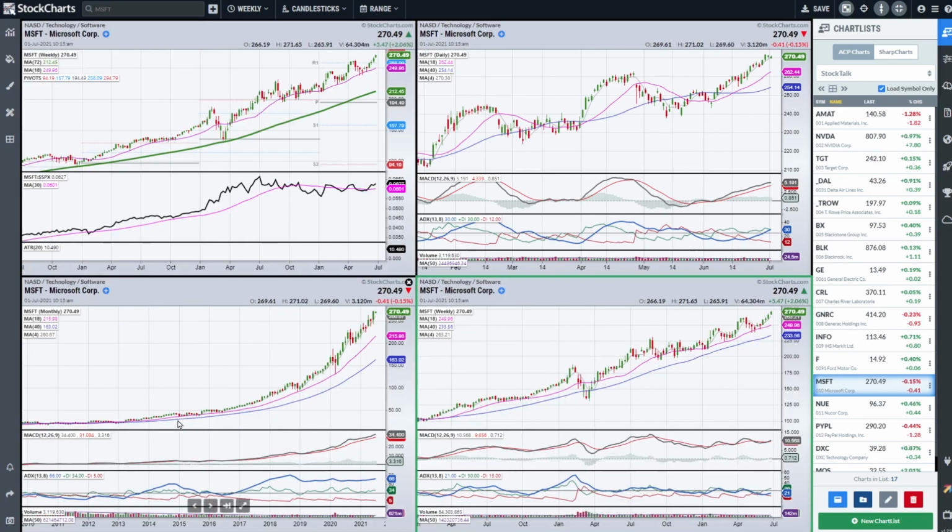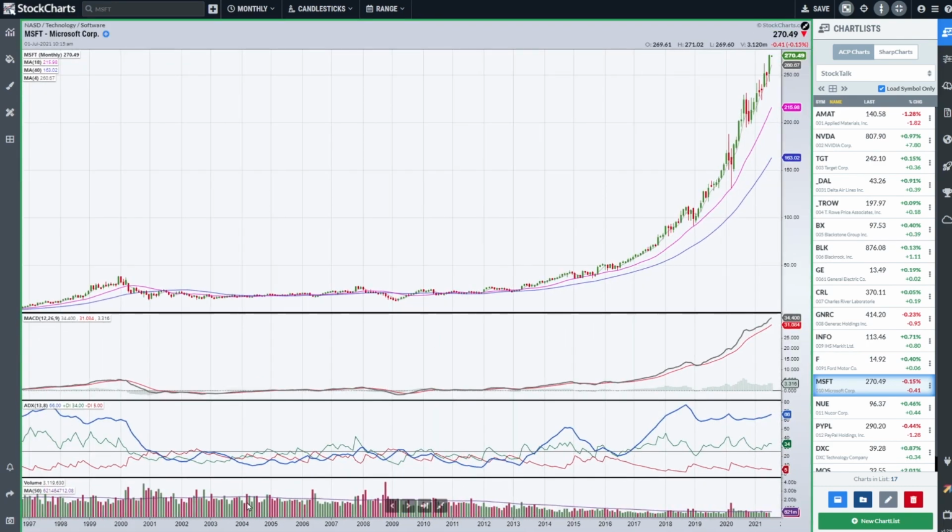Microsoft, same deal. One of the best looking longer term charts you'll ever see. Just to give you an idea, the ADX crossed above 50 back in the middle of 2017 and has been above 50 since that time. So we're talking about a power trend. If the ADX stays above 25 through peaks and valleys, that's a power trend.